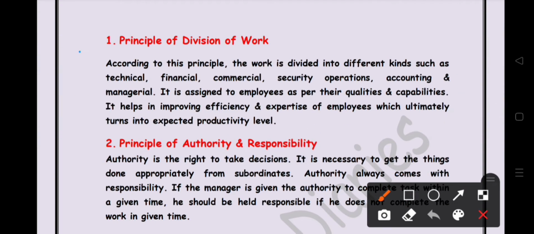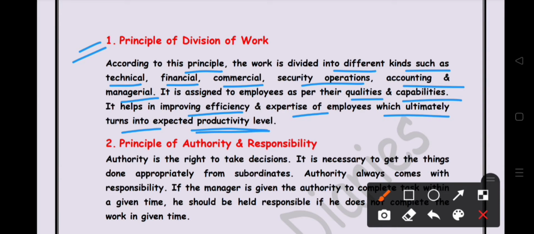So here, the first principle is the principle of division of work. According to this principle, the work is divided into different kinds such as technical, financial, commercial, security operation, accounting, managerial. It is assigned to employees as per their qualities and capabilities. It helps in improving the efficiency and expertise of the employees, which ultimately turns into the expected productivity level.